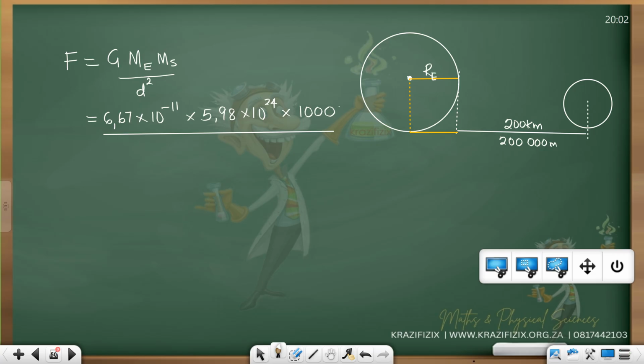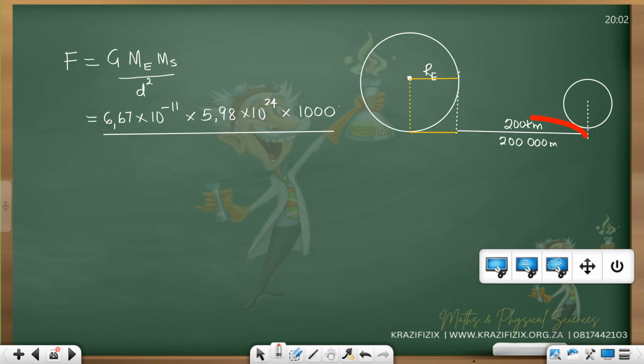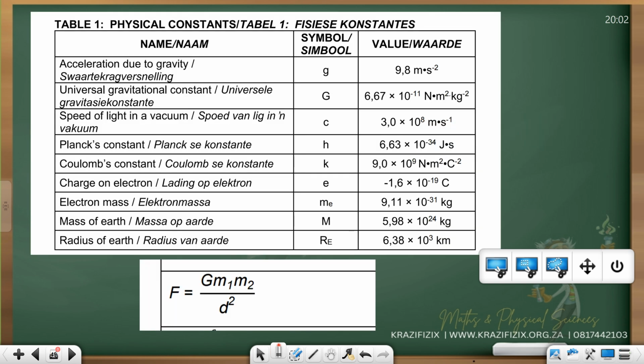Does that make sense? The centers. So I already know the distance from here to here, but I need the radius. Oh, where are we going to get the radius from? Come here. Look at the last line. The radius of the Earth is 6,38 times 10 to the power 3 kilometers.